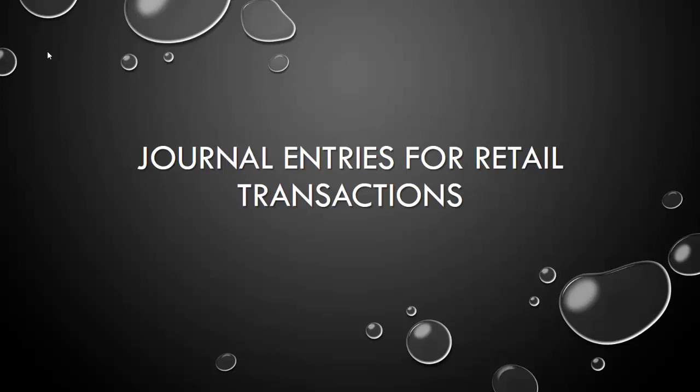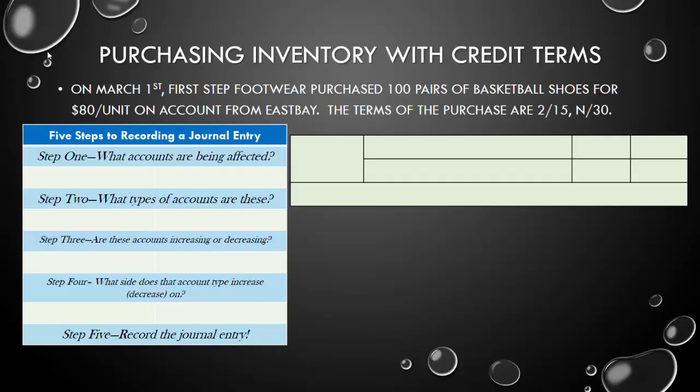Alright, let's run through some journal entries that are common for retail transactions. Our first one is purchasing inventory with credit terms.